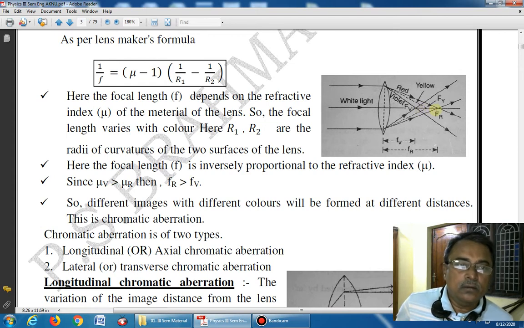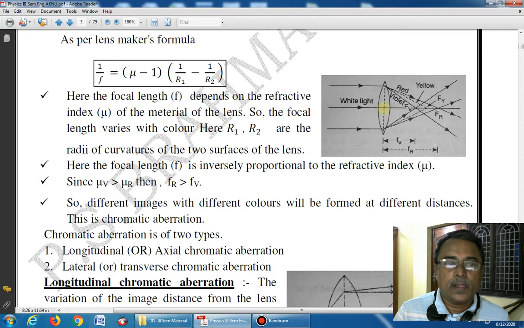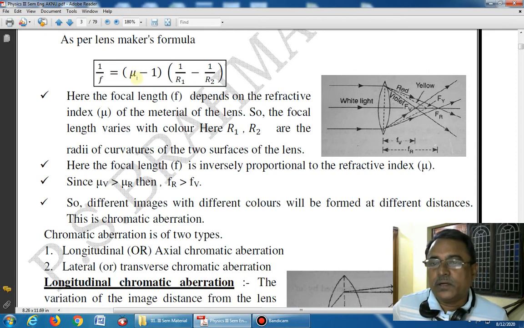So, here the distance between the principal focus and the center of the lens is called the focal length, and that is represented by small f. So, different colors will have different focal lengths, and similarly, as the focal length changes, the refractive index also changes. Here this mu is taken in general, but this mu value changes with the color of the light.